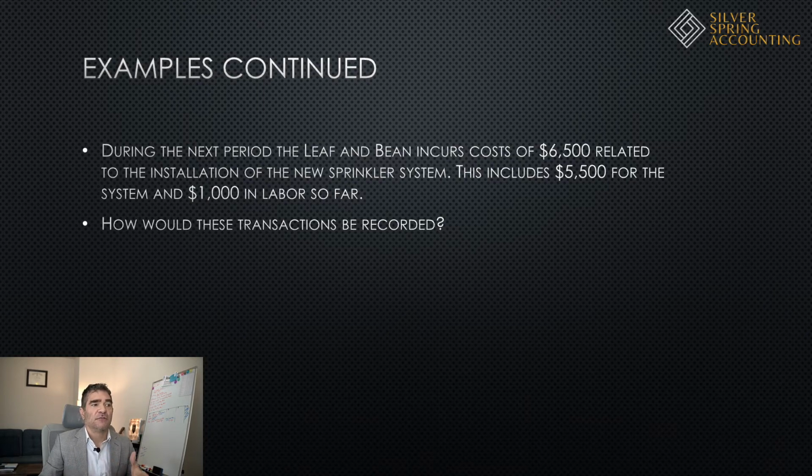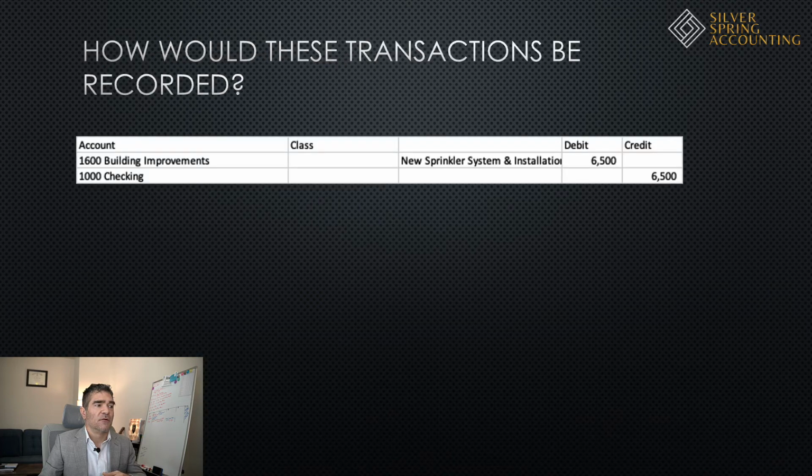So how do we record these transactions? Well, that obviously is an improvement to the building, so we're going to record a $6,500 debit to buildings and improvements, and we'll make a note in our description saying new sprinkler system and installation. And then of course that money is going to come out of our checking account, so we get a credit there.